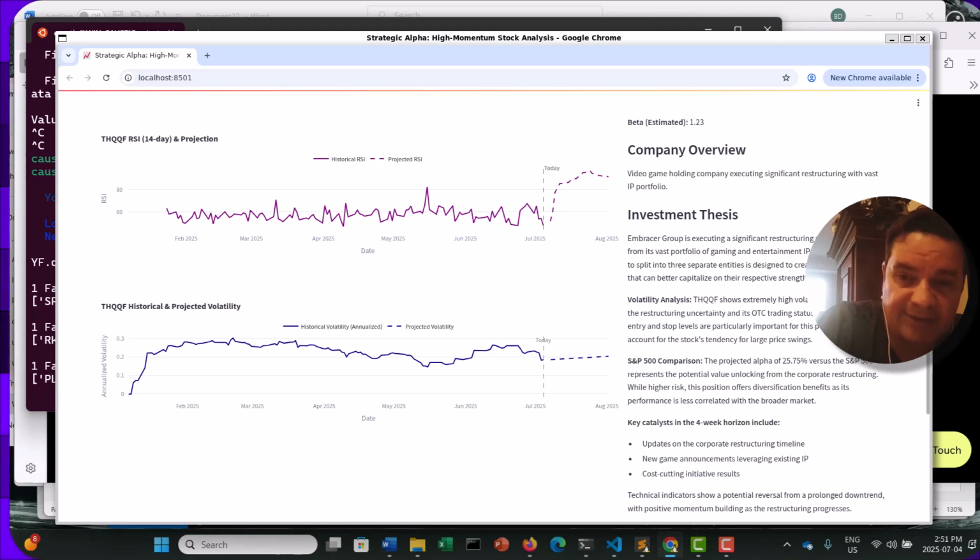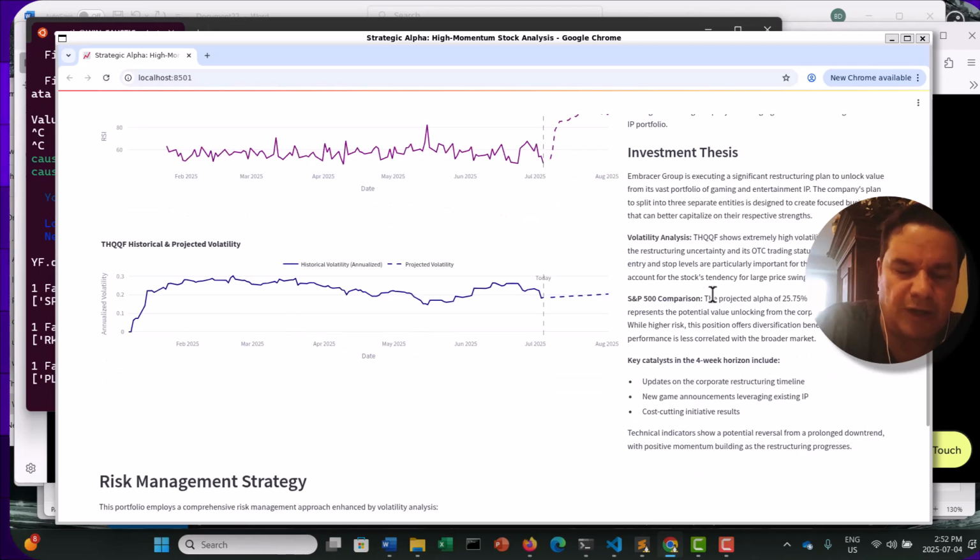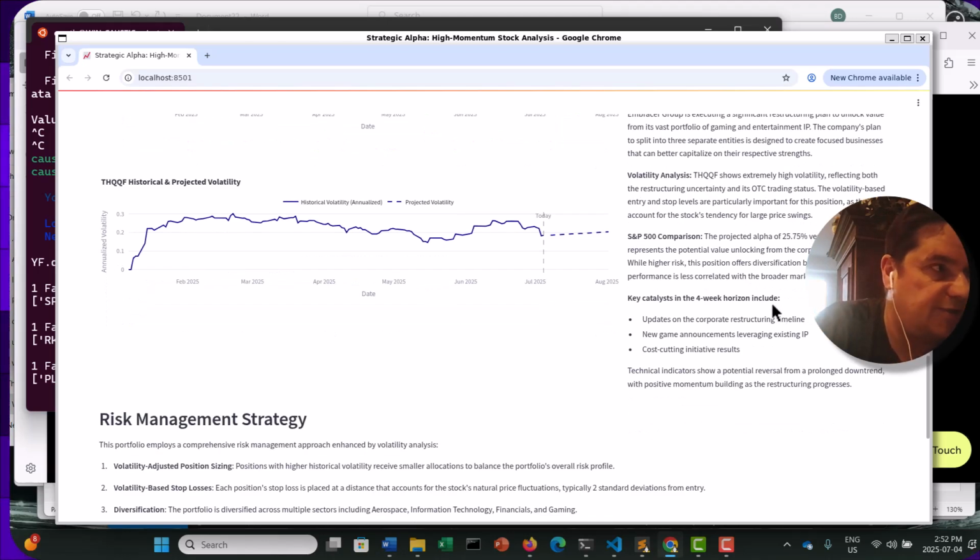So the company plans, now this is the amazing thing, to split into 3 separate entities designed to create focused businesses that better capitalize on their respective strengths. So this could be set up for a stock split. And you know what happens when that happens? When that happens, these stocks just explode as each new spinoff comes out. I mean, NVIDIA is a classic example of that, which is now the largest stock in the world. And that spun off from AMD.